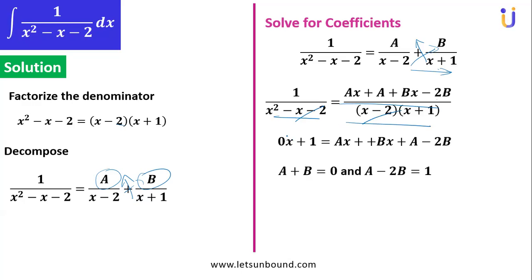And you get a simple equation. There is no x term on the left side, so 0x, right? And ax plus bx, I'm just grouping the x terms and the constants. And you relate it: a plus b is the x coefficient, and here the x coefficient is 0. a minus 2b is the constant, and here the constant is 1. And solve the simultaneous equations.